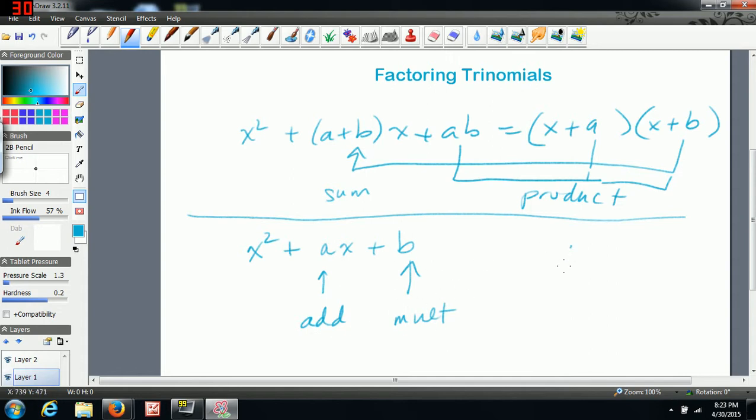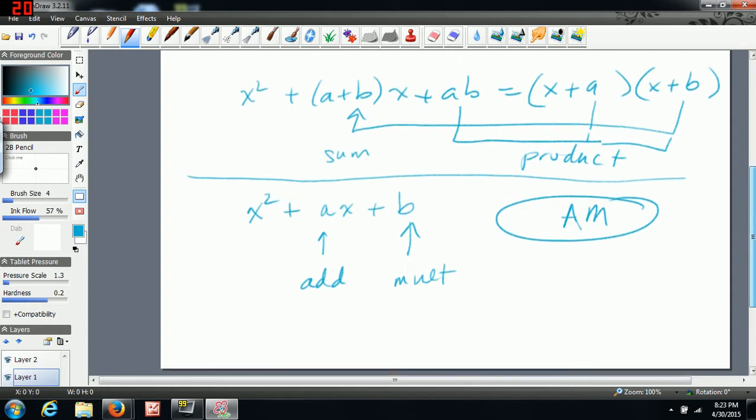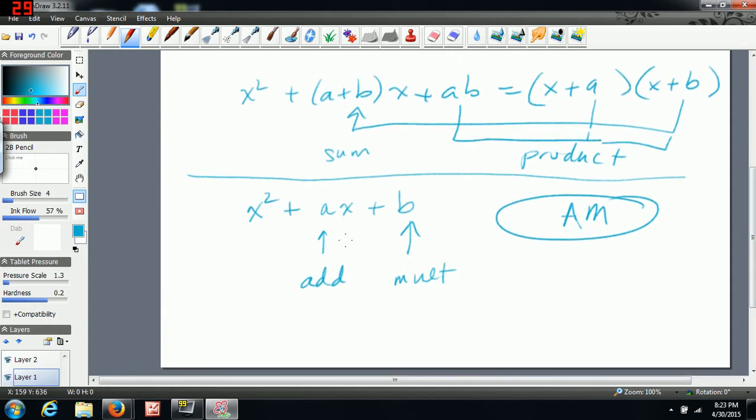Okay, so I used to remember this as AM, which represents the morning. I used to remember that two numbers add to this term and two numbers multiply to this term. Okay, so that's another way to remember. And I'm going to show you an example of what I'm talking about here.